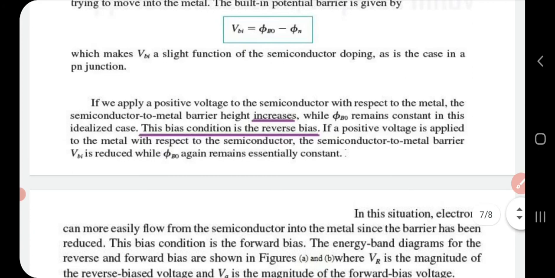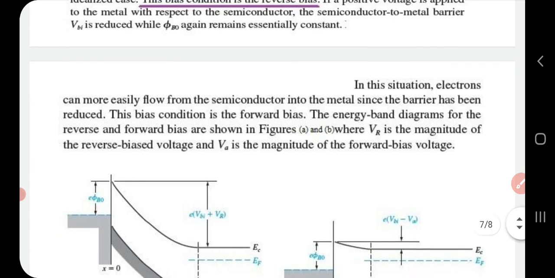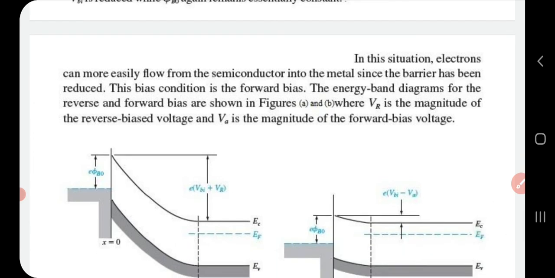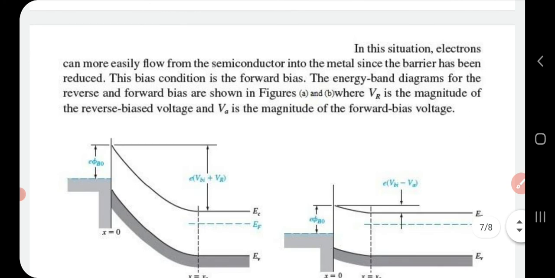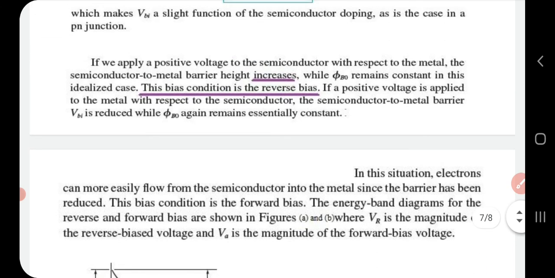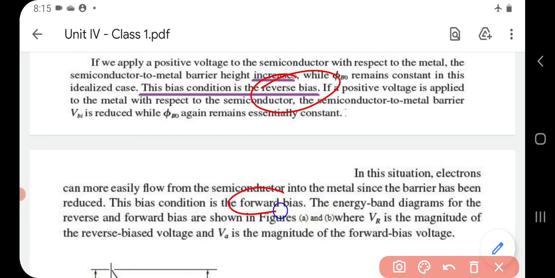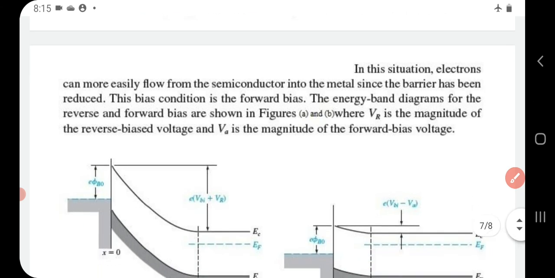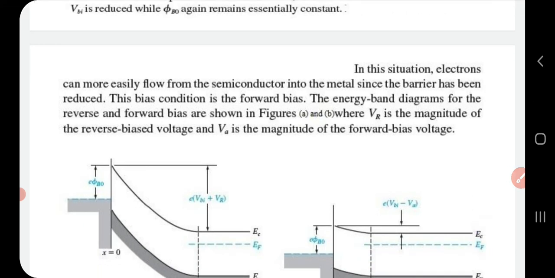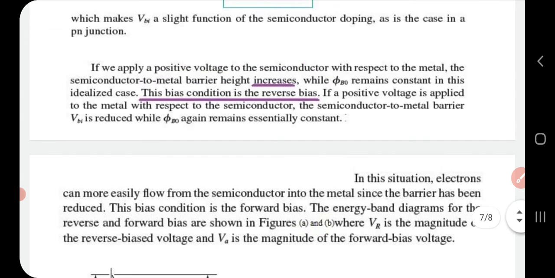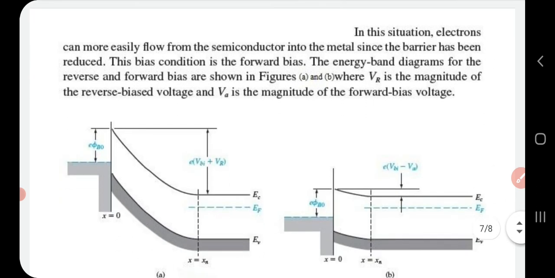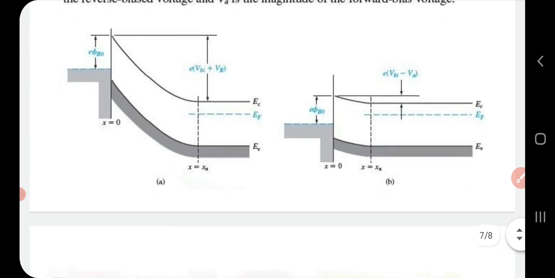So these are some characteristics. All these points are very important when you are asked to write about the qualitative characteristics. In this situation, the electrons will flow from semiconductor into metal. Why? Because the barrier is reduced. This condition is forward bias. So you should know what reverse bias and forward bias are, and the corresponding conditions. The energy band diagram for reverse bias and forward bias is shown in the figure. Here VR is the magnitude of reverse bias voltage and VA is the magnitude of forward bias voltage. While you explain those paragraphs, you have to draw this figure also to make your arguments clear.